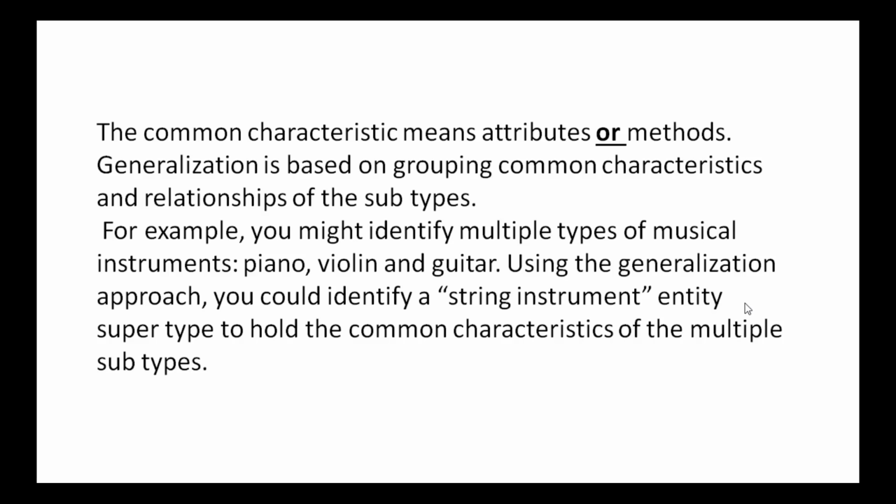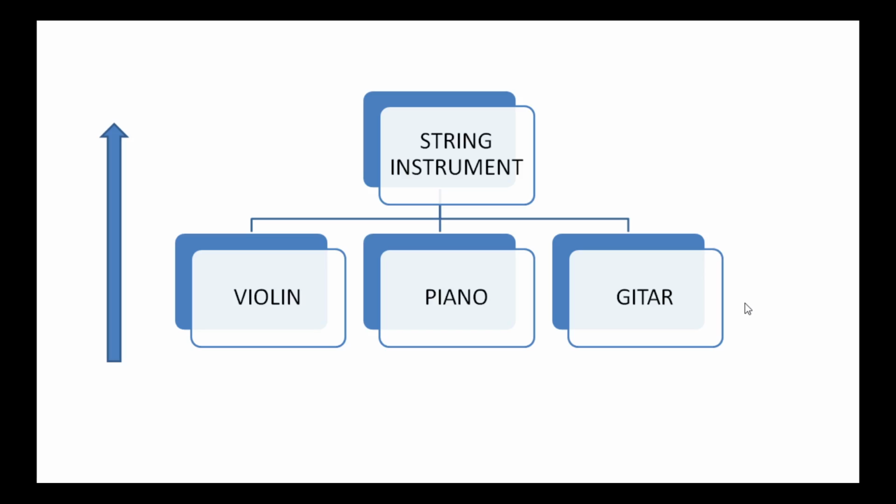So all these subtypes, piano, violin, and guitar, are combined to form the entity supertype, like string instrument. Just see this diagram. First of all, we have to identify the entity subtypes like violin, piano, and guitar. By combining all these entities and identifying the common characteristics, we define the entity supertype from these subtypes. That supertype is known as string instrument.